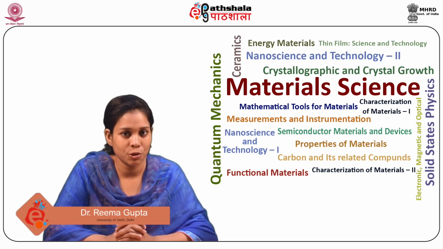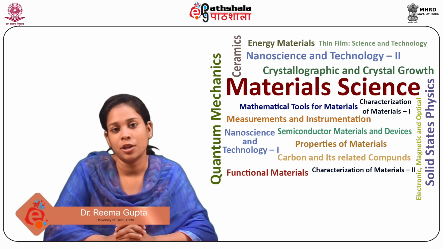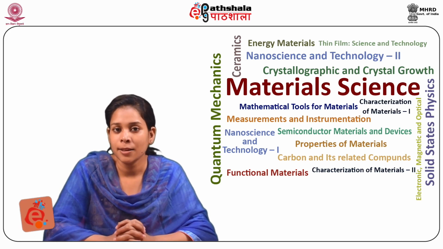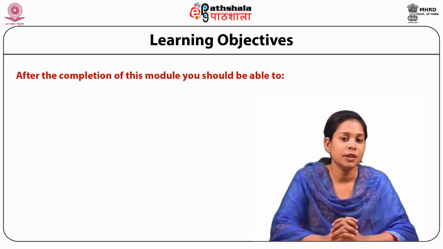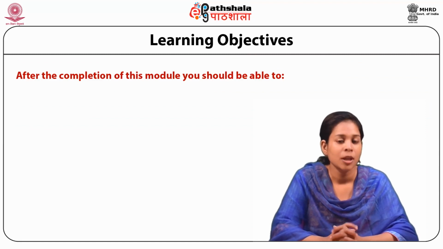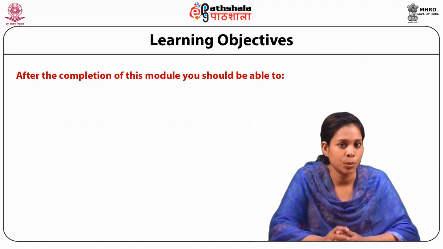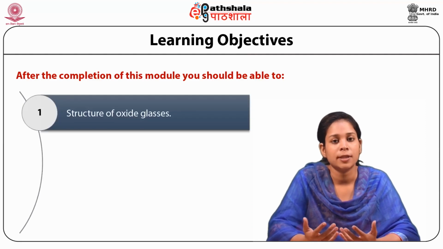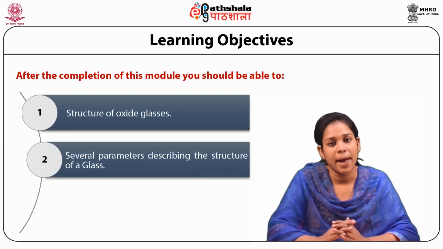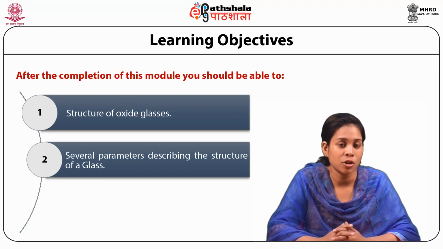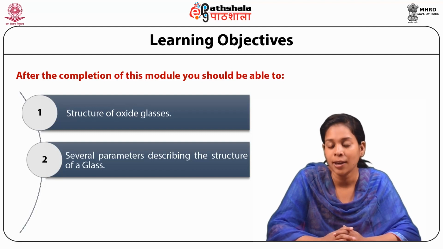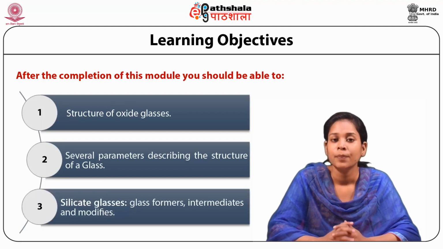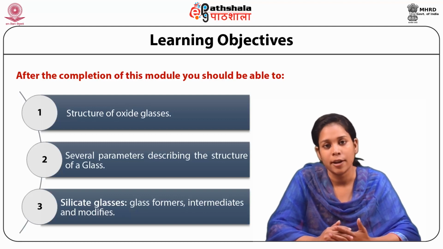Today we are going to talk on the module Structure of Glasses, and this module is under the paper Ceramics. After the completion of this module, you should be able to learn the structure of oxide glasses and several parameters describing the structure of a glass. Moreover, we will be able to understand the silicate glasses, including glass formers, intermediates and modifiers.